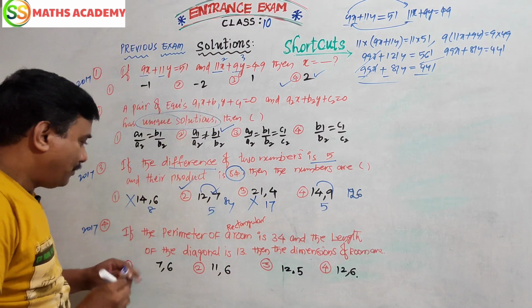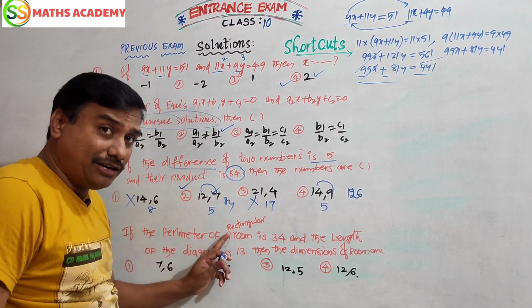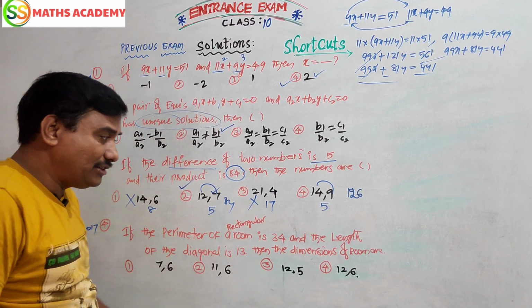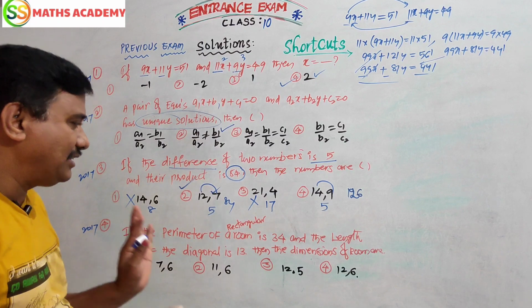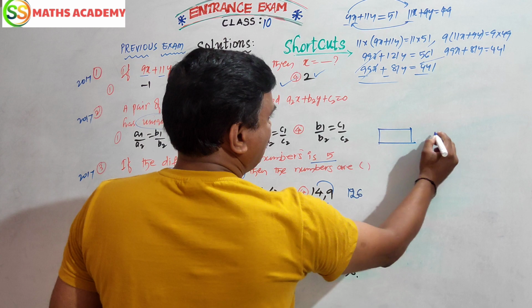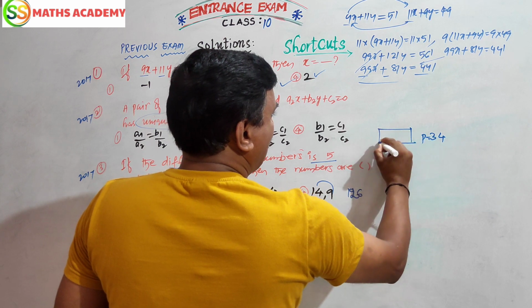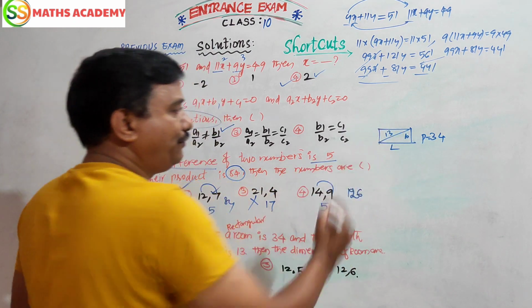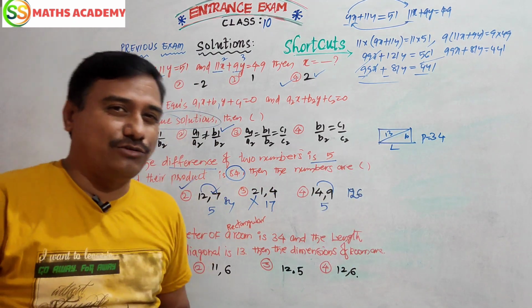Now let us see one more question. The perimeter of a rectangular room is 34 meters, and the length of the diagonal is 13 meters. Then the dimensions of the room. Simple, amma. What is considered? Rectangular room. This perimeter is given 34. Diagonal is given 13. Find length, breadth. If you know the idea of the diagram, then you can solve the answer.